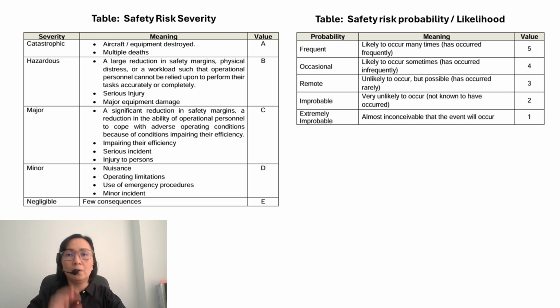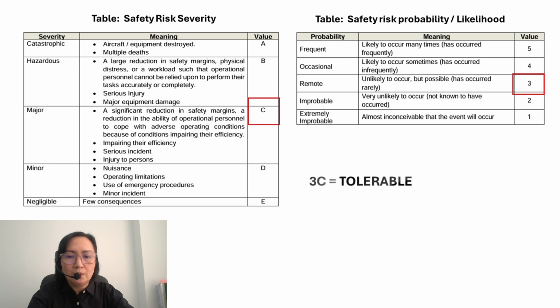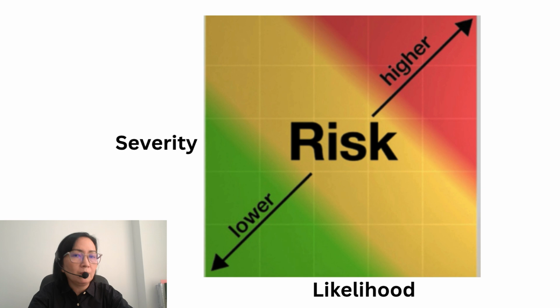Take a look at these two tables here: the severity table with the meaning and value from negligible to catastrophic, E to A, and the likelihood table from extremely improbable to frequent, 1 to 5. Therefore, based on the severity value of C and likelihood value of 3, the result of the risk index will be 3C, Charlie, which is often based on the group of people or SRM team judgment in comparison with the meaning provided in each table, severity and likelihood.